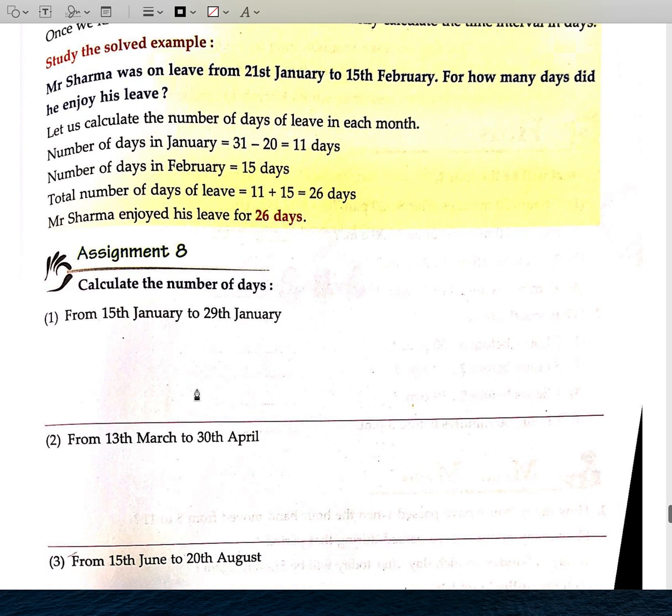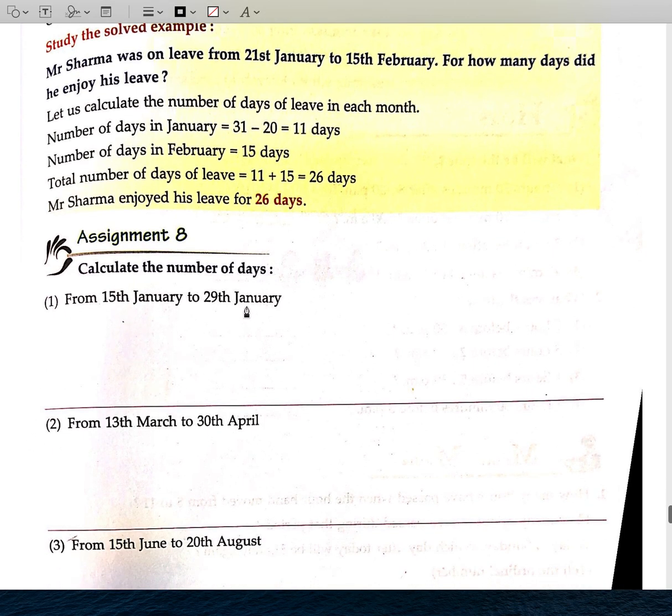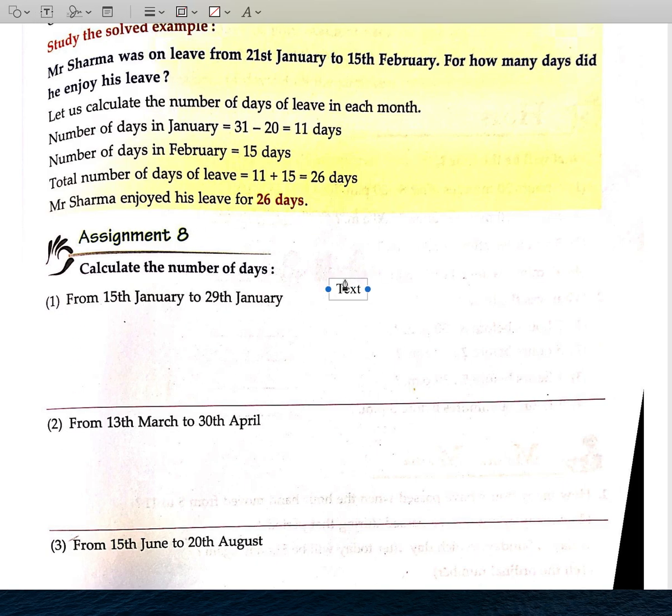So now let's do the first one, which is 15 January to 29 January. Now it is only about January and there's no other month. So we will simply do 29 minus 15, which is equal to 14. So that interval was 14 days.